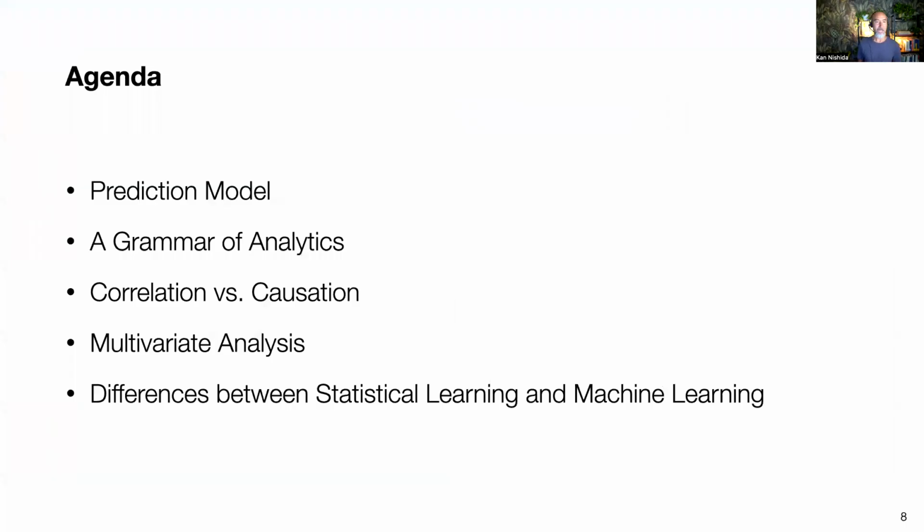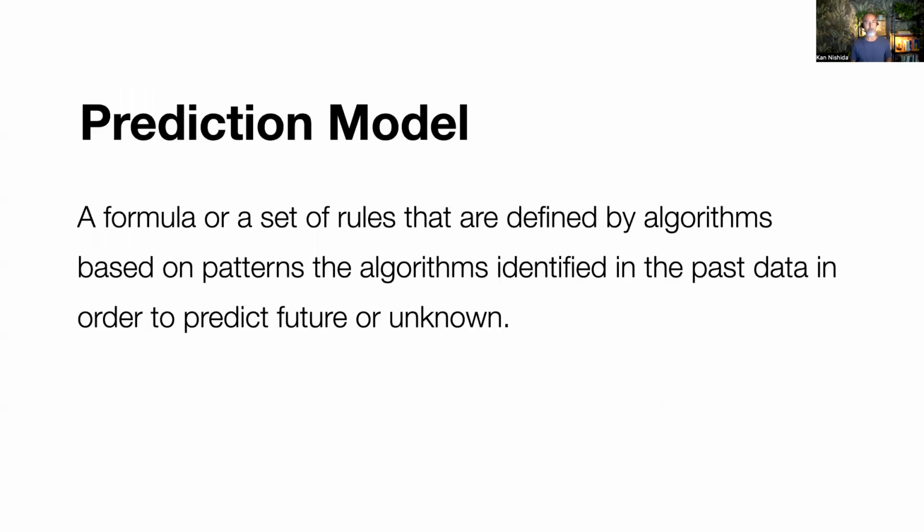This is the agenda. I'm going to start with the prediction model and the grammar of analytics, and the correlation and the causation, multivariate analysis. And the last, I'm going to touch upon a little bit about a difference between statistical learning and the machine learning models. So let's start with the prediction model, what the prediction model is.